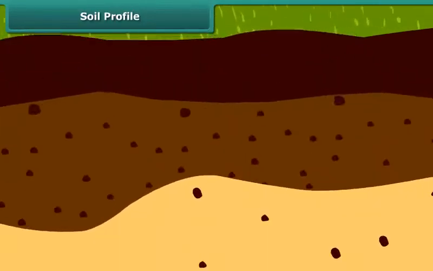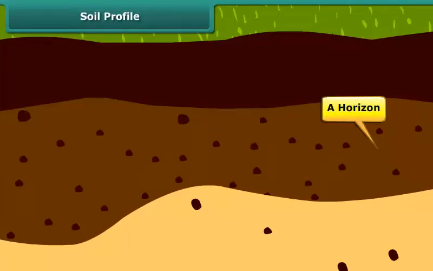Second layer is the A horizon. This is commonly known as topsoil. This layer has high concentration of organic material called humus. Many living organisms live in the topsoil.